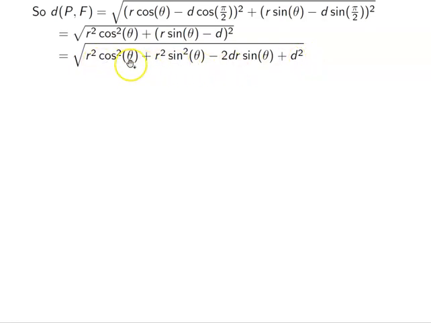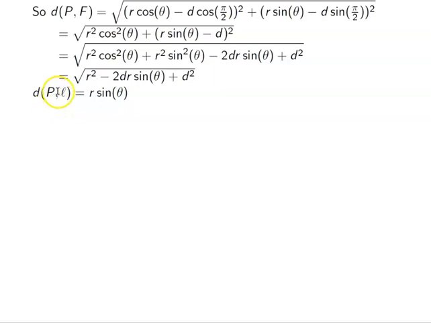Okay. So the first two are nice because we have r squared in front and cosine squared and sine squared, so I can pull out that r squared and it just turns to 1. So now I have r squared minus 2dr sine theta plus d squared. Okay. And this is not a perfect square or anything like this. This is not anything that'll allow me to factor it and it'll look nice or anything like that. So we're kind of stuck here, right?